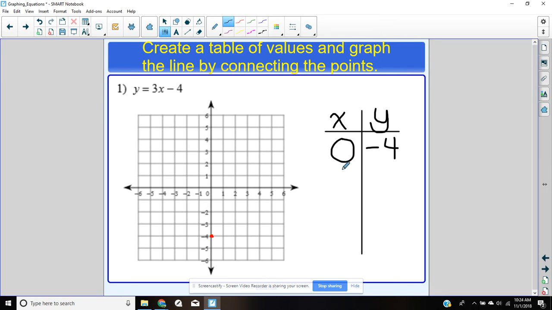So the next easiest number I think to pick is 1. 3 times 1 is 3, and 3 minus 4 is -1. I'm going to then plot the ordered pair of (1, -1) using a dot. And finally, I'm going to pick a third point. A third point can be, again, anywhere. You may even notice a pattern. So if I picked 0, 1, the next most obvious choice should probably be 2 as my input. 2 times 3 is 6. 6 minus 4 is a +2. My ordered pair is (2, 2).